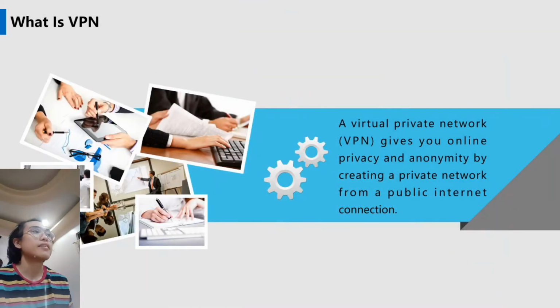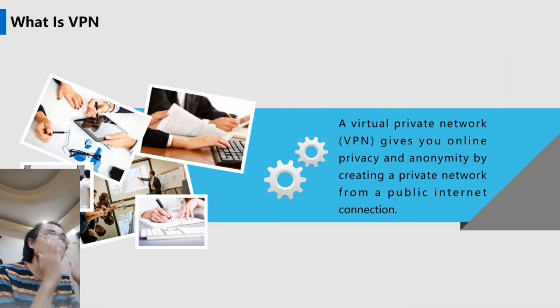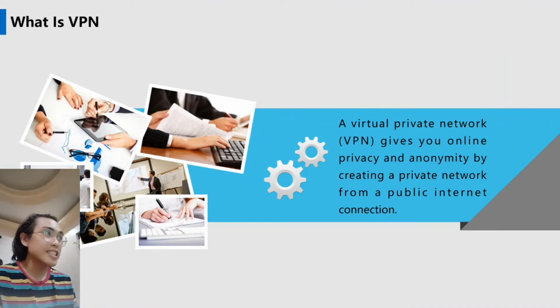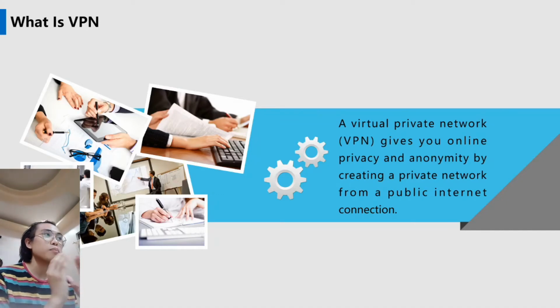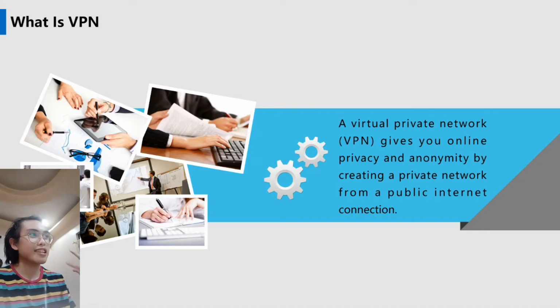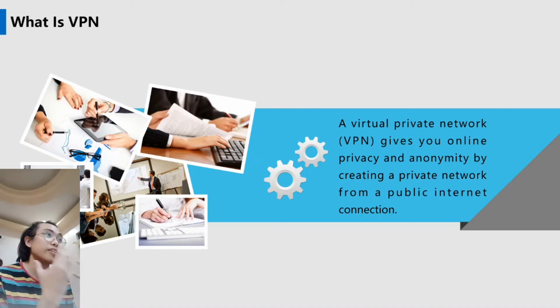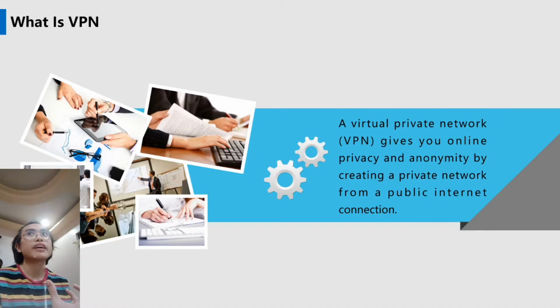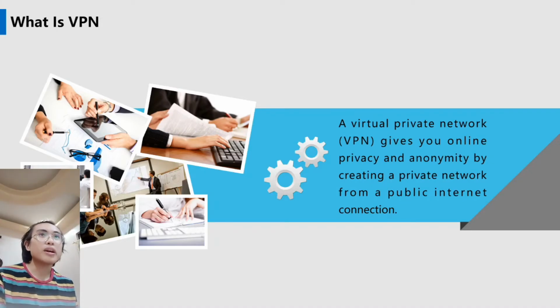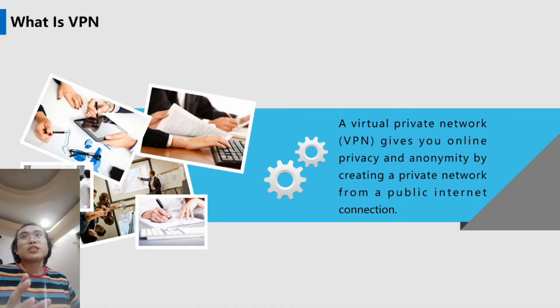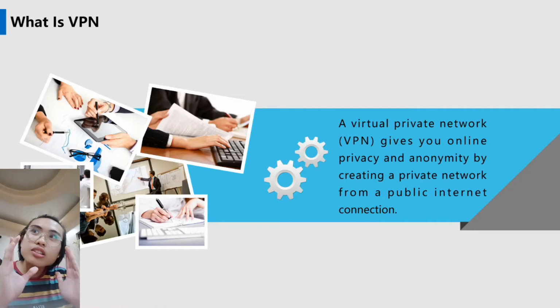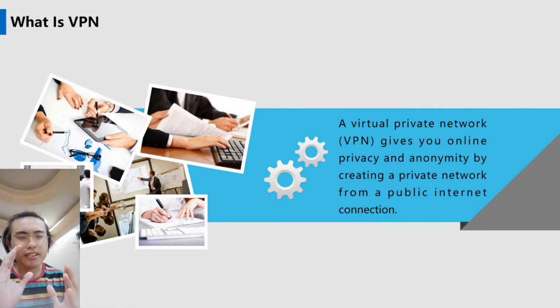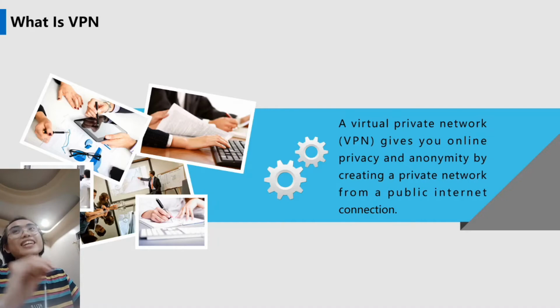So what is a VPN? A VPN gives you online privacy and anonymity by creating a private network from a public internet connection. So basically, it's like giving you security when you're browsing online. It gives you privacy, because when we browse online, we are very naked. It's like walking across the street with no clothes on. Literally anybody can see you.